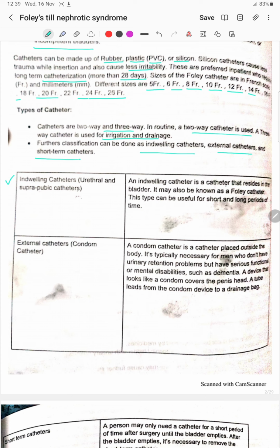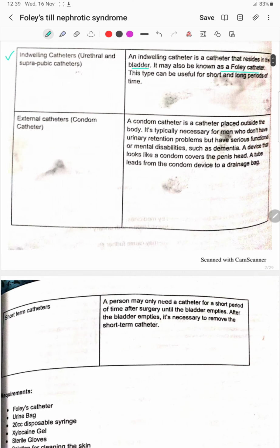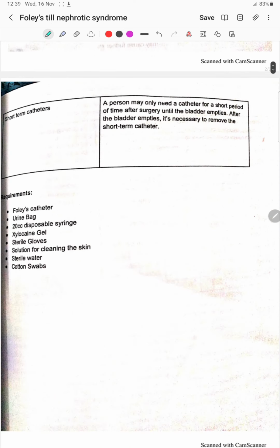An indwelling catheter is a catheter that resides in the bladder, and it may also be known as a Foley's catheter. This type can be useful for short and long periods of time. The external catheter includes the condom catheter, which is placed outside the body. It is typically necessary for men who do not have urinary retention problems but have serious functional or mental disabilities such as dementia. It is a device that looks like a condom and covers the penis head, with a tube leading from the condom device to a drainage bag.